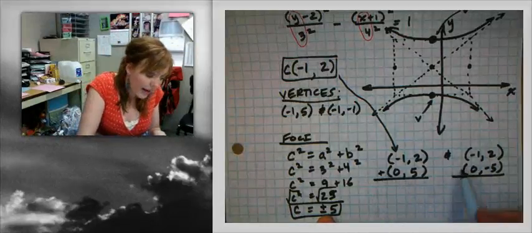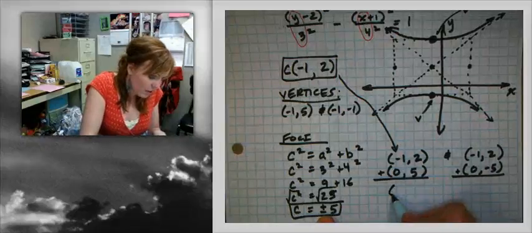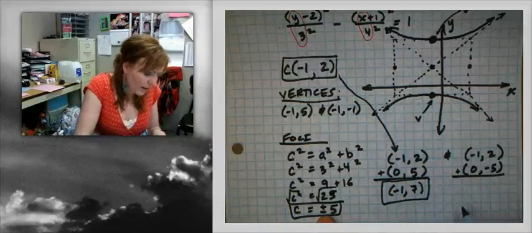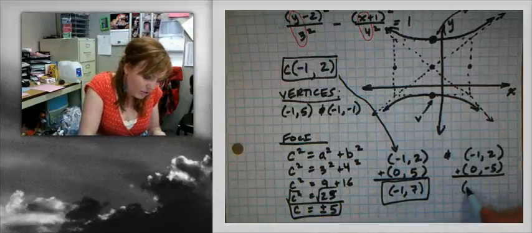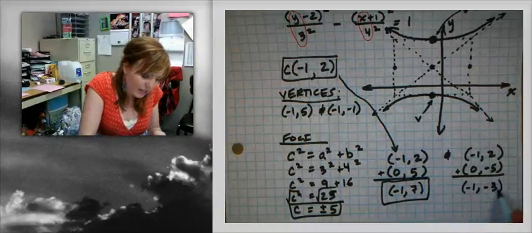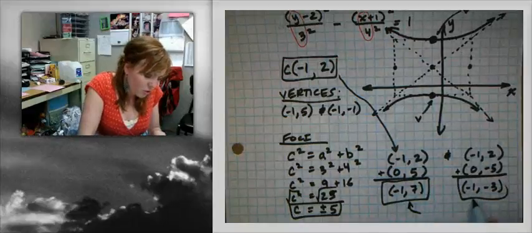So all we're going to do is we're going to add these together. So -1 plus 0, that's -1. 2 plus 5 is 7. So there's one of them. And -1 plus 0 is -1. 2 minus 5 is -3. So these are the two coordinates of our foci.